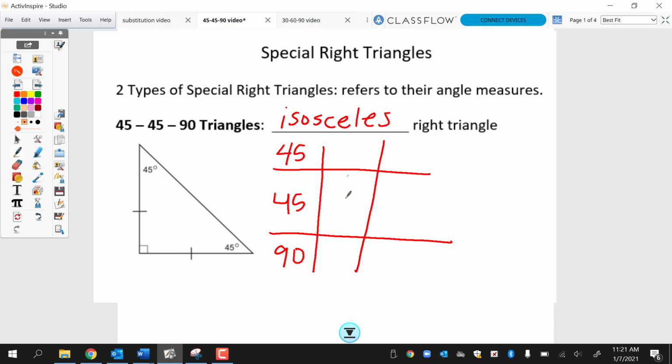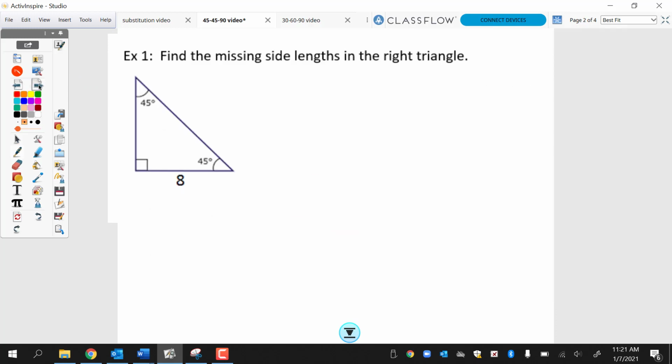In the middle column, I'm going to put what the pattern is. So the pattern goes that this side is x, this side is also x, and this side is x square root of 2. This last column is where you're going to fill in what the numbers from your triangle actually are. Now, this is just an example. It doesn't have any side lengths on it, so we can't use it yet. But this is the chart that you're going to use every time to solve for whichever side you're supposed to be figuring out. So let's look at a real example.